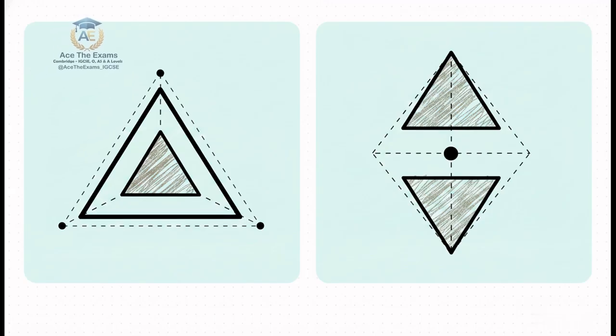Weird, I know. On the other hand, if you have a negative scale factor, two wild things happen. First, the image is inverted, meaning it's turned upside down, and second, it gets thrown to the completely opposite side of the center of enlargement. It's almost like it's been banished to the upside down.